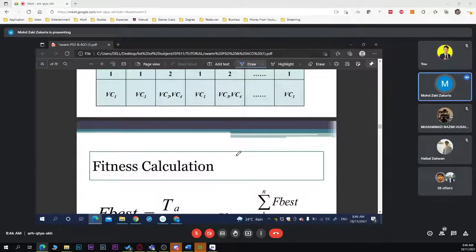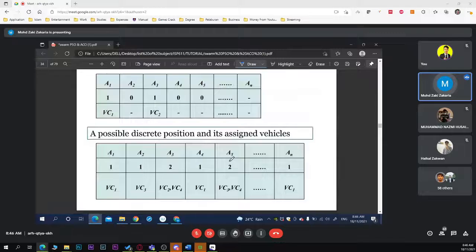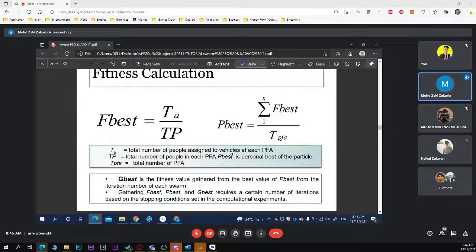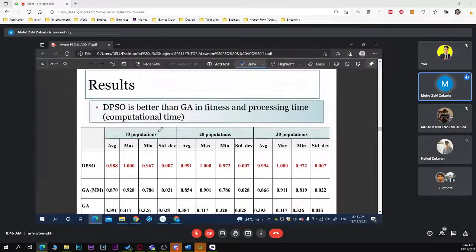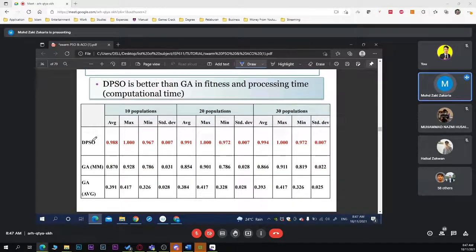So never mind, not so clear the explanation. I give you the clear explanation after this using PSO. Okay, for fitness calculation for that problem, the result is like this. You consider here we have population 10, 20, and 30. So the best, based on this research or experiment, the best is DPSO. Discrete particle swarm optimization compared to GA.